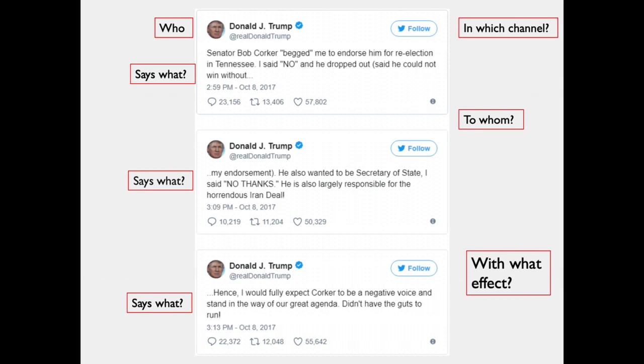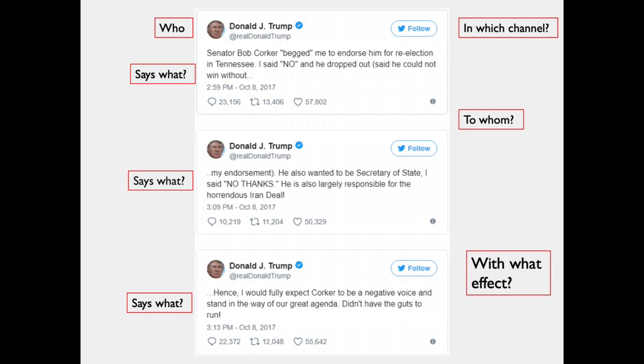And then, what's the content? So what do they say? And who do they say it to? In this first one, we've got: Senator Bob Corker "begged" me to endorse him for re-election in Tennessee. I said "NO" and he dropped out (said he could not win without my endorsement...). And we'll look at the next one in a second. So that's what he's saying.